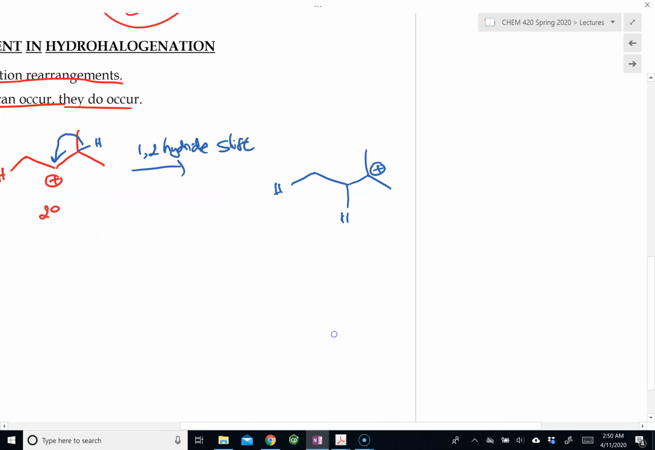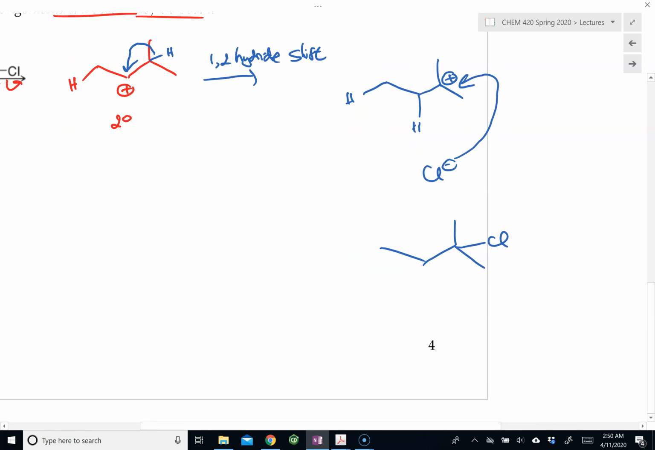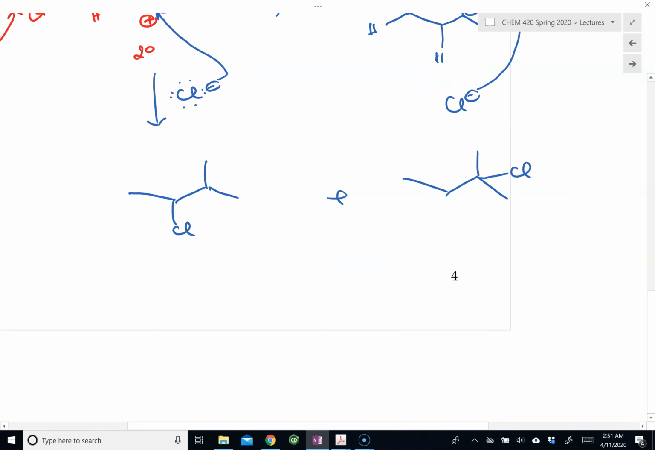And once you form this already, the chlorine can come in to attack this and therefore producing this product. Now we will also observe the other product in which it does not undergo the carbocation rearrangement, where in this case the chloride will then come in and attack this, and producing this product right here. So both of these products will get formed. However, the product from the carbocation rearrangement will then be the major product.